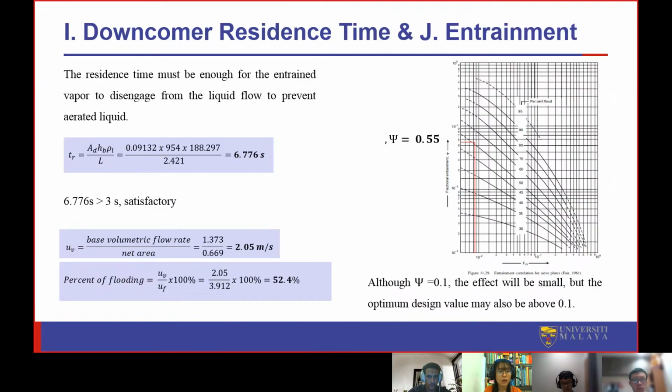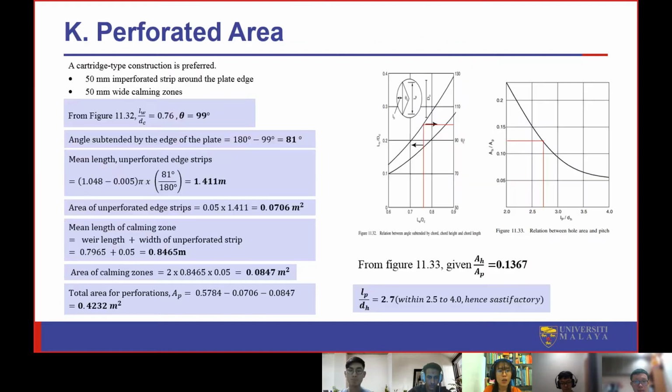Next, we will calculate the downcomer residence time by using the formula given here. So, this result, 6.776 seconds, is greater than 3 seconds, which means that the time is enough to prevent the accumulation of liquid. And using the following formula to calculate the entrainment, we obtain that the entrainment is 0.55, which compared to the optimum is 0.1. However, it's actually acceptable for the optimum design value to be above the given value as long as it's below 1.